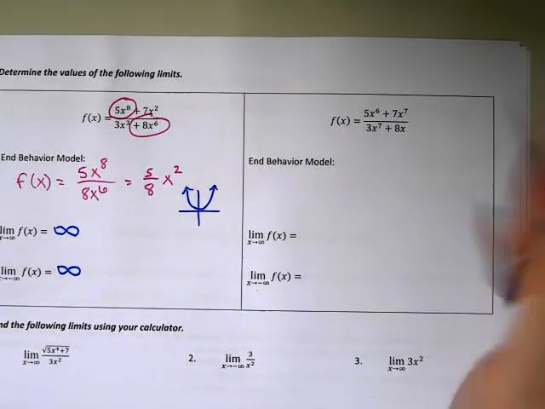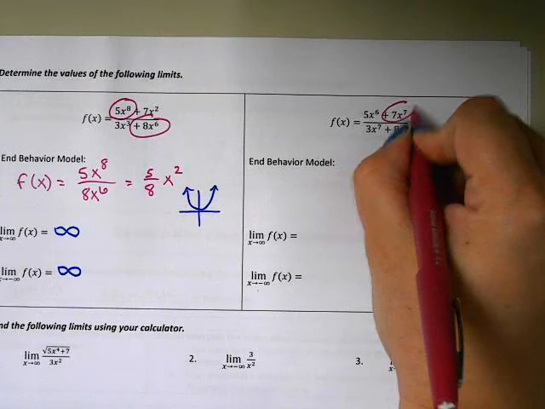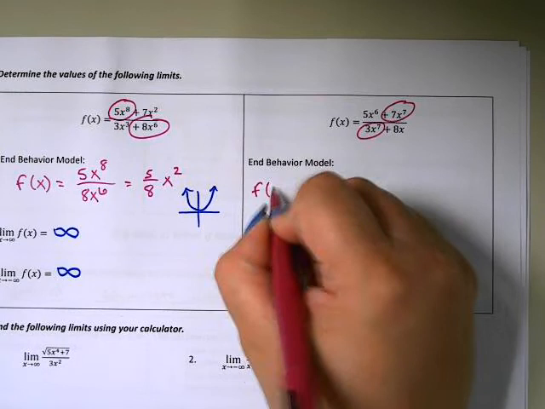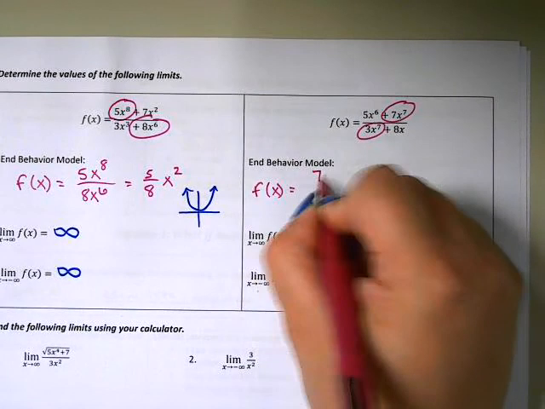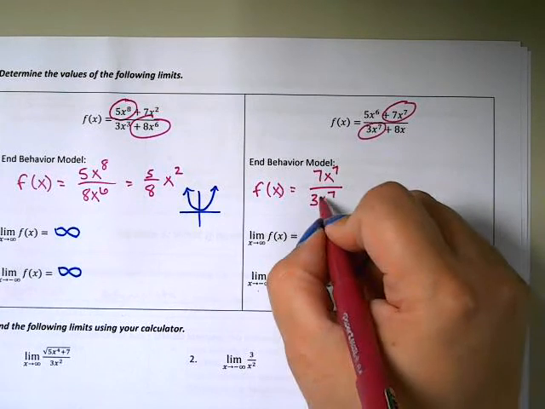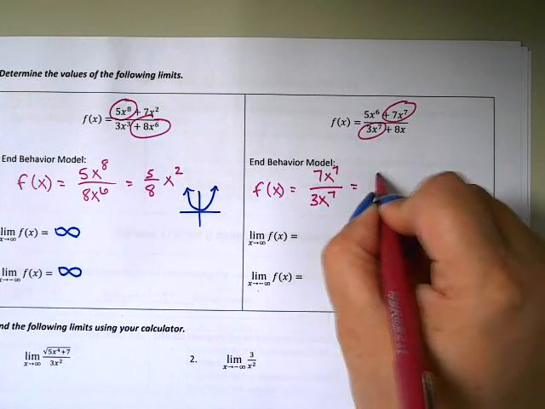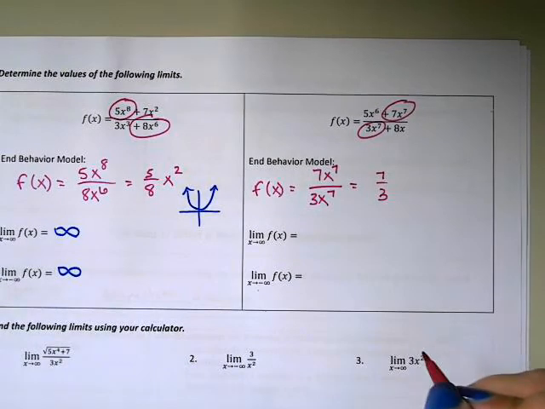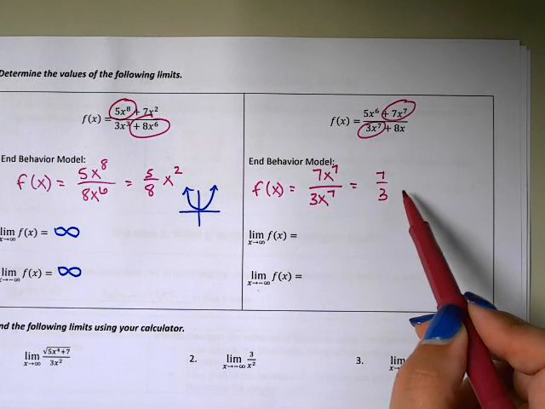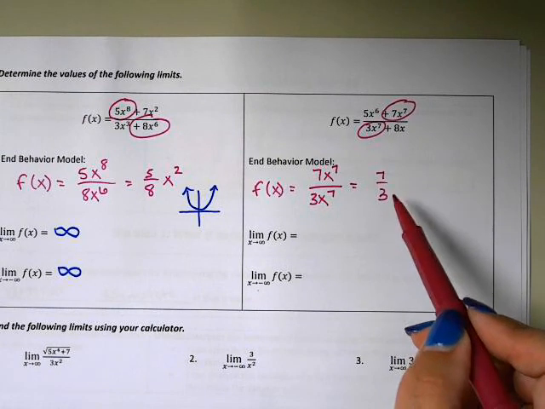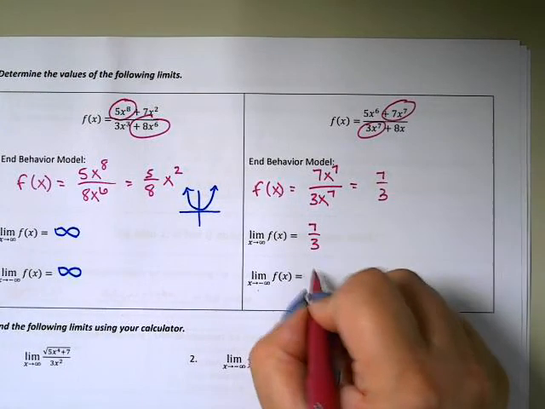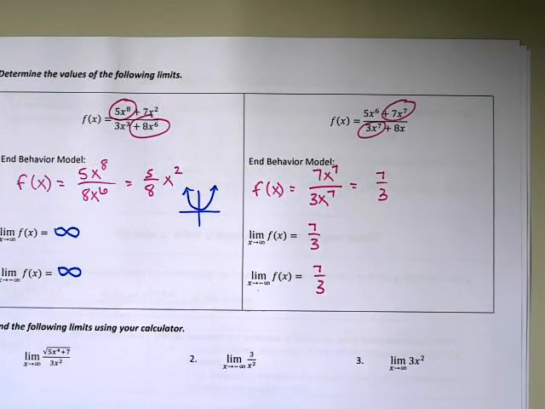Let's really quickly look at this last one. So here's my highest power in the numerator and the denominator. When I look at my end behavior model, it's 7x to the 7th over 3x to the 7th, which really simplifies down to 7 over 3. And so we can see that this is just a horizontal line at 7/3. That's actually my horizontal asymptote, which means that's my limit as x approaches infinity and negative infinity.